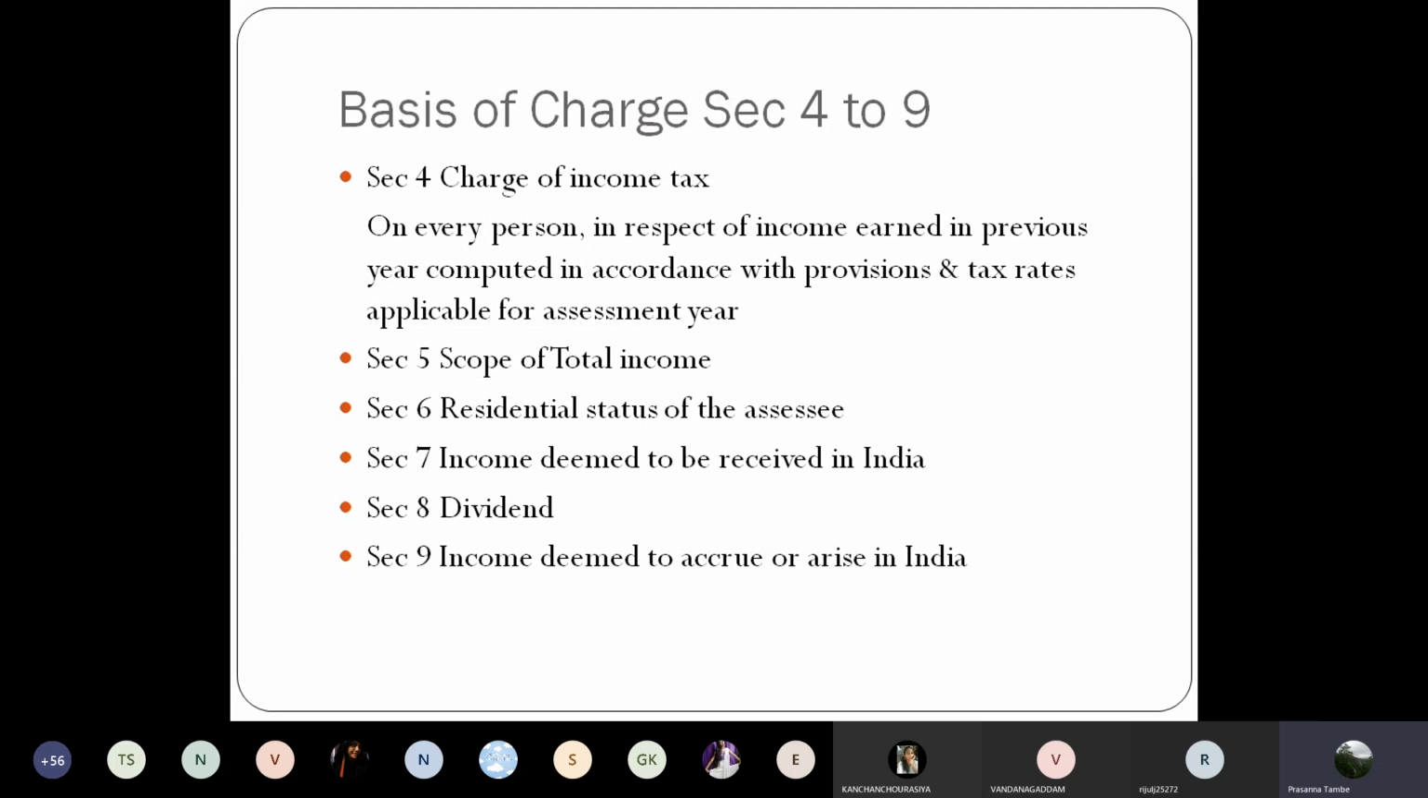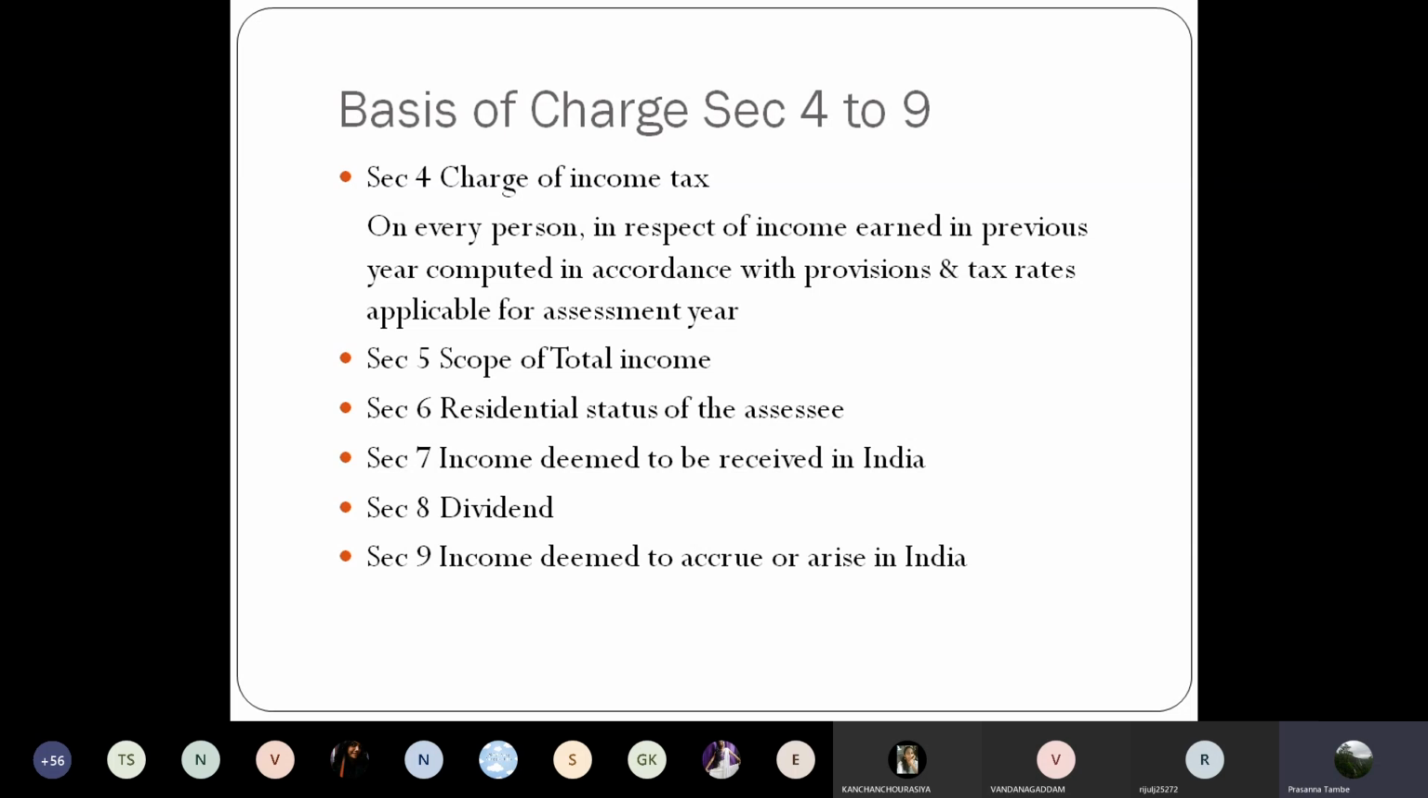Then section 8 tells you more on the taxability of dividend. How do you tax the dividend? If it is interim dividend, what is the logic? If it is a final dividend, what is the logic? There are other types of dividend like deemed dividend under section 2 subsection 22. So what is the logic to be applied there? Those are the governing provisions of section 8.